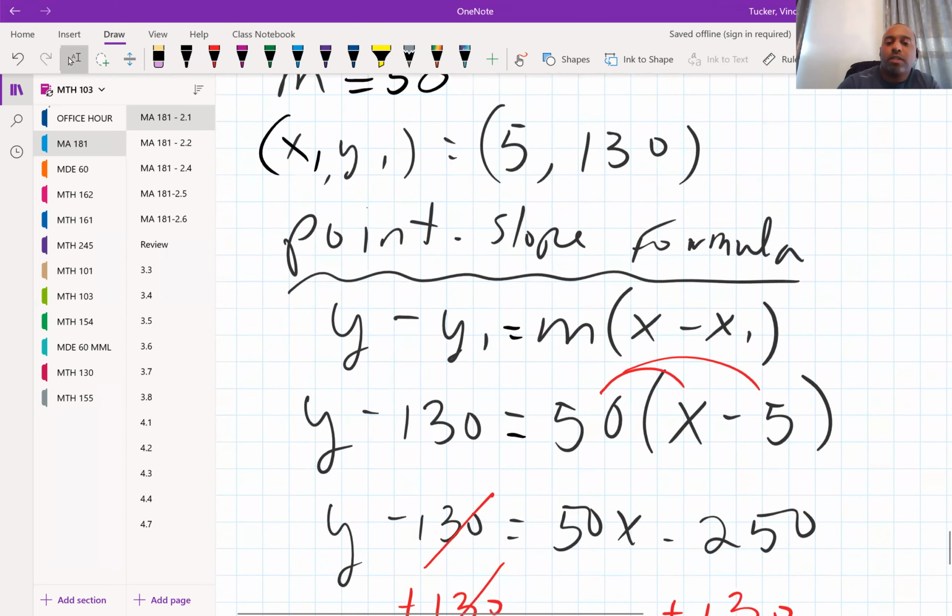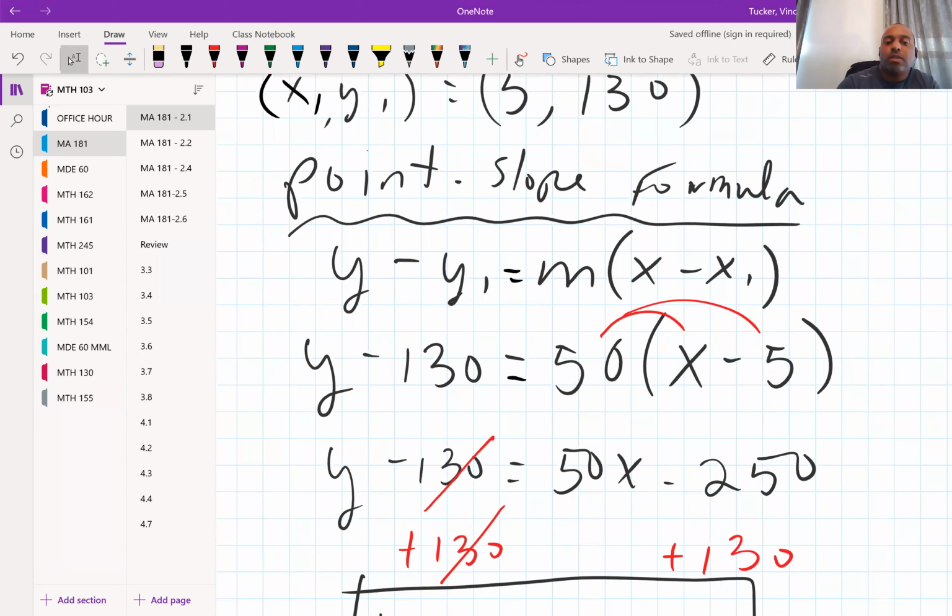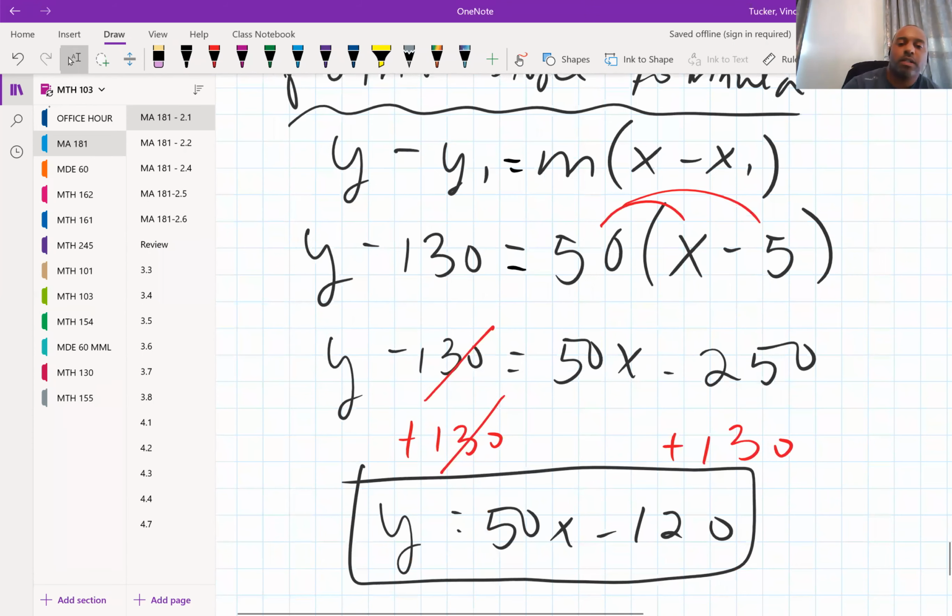Distribute the 50. y minus 130 equals 50x minus 250. Add 130 to both sides. And our tangent line is going to be y = 50x minus 120.